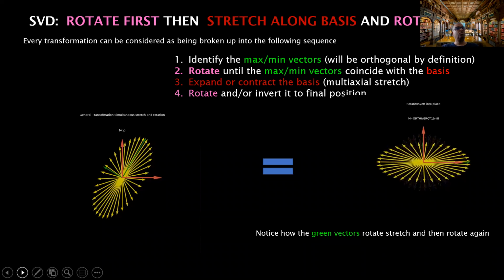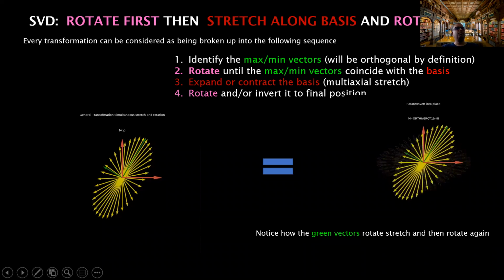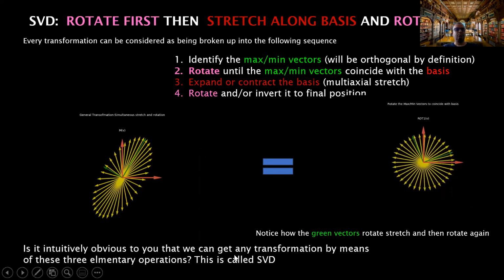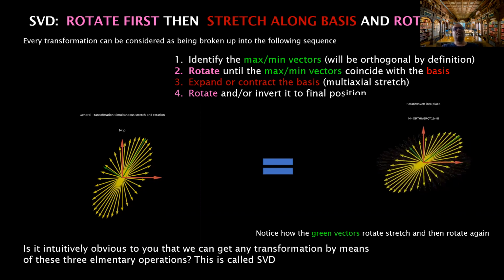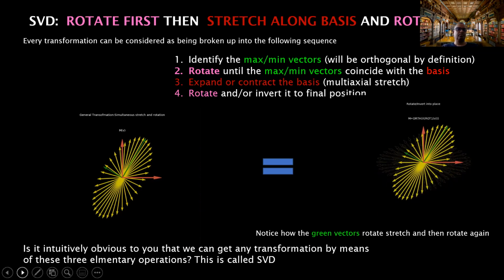Now, to get this SVD sorted out is not simple, but it is possible. Is it intuitively obvious to you that we can get any transformation by means of these 3 elementary operations? Rotate, stretch along the axis, rotate back. So it looks something like what you do to a pizza. You can see the constant rotation and stretch, rotation and stretch. So it's exactly how you play with pizza.